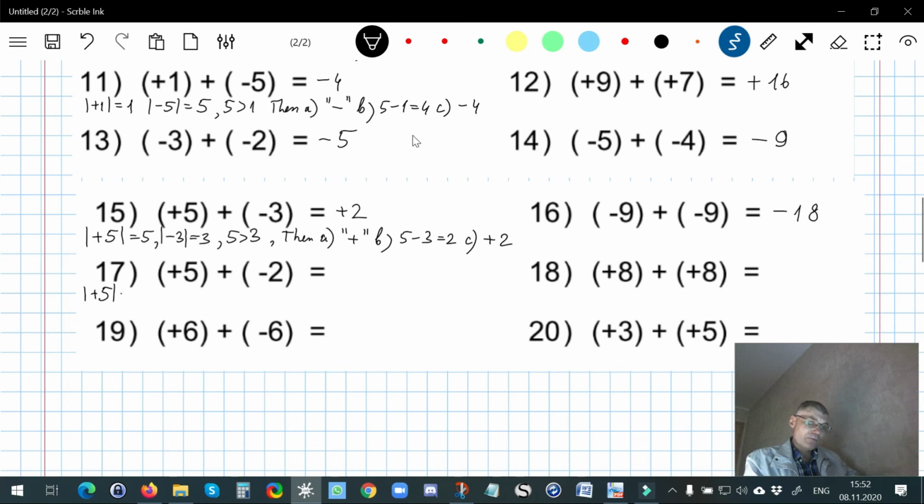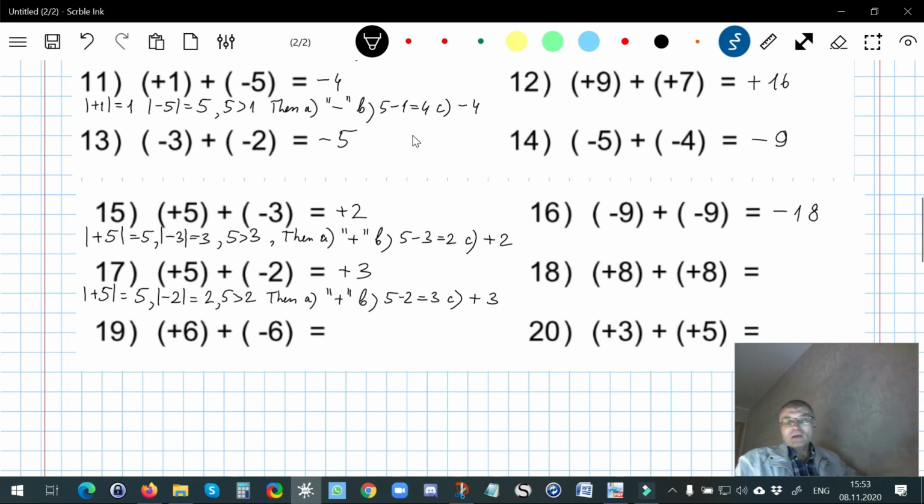Positive 5, this is 5. Negative 2, the absolute value is 2, so 5 is greater than 2. Then the sign will be positive. A, the sign will be positive. B, 5 minus 2 is 3. C, the answer is positive 3.